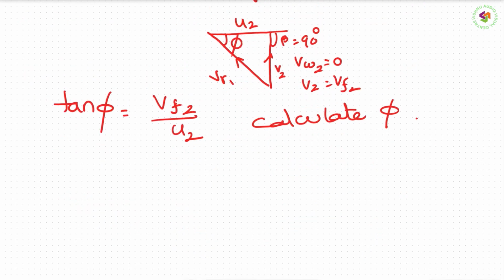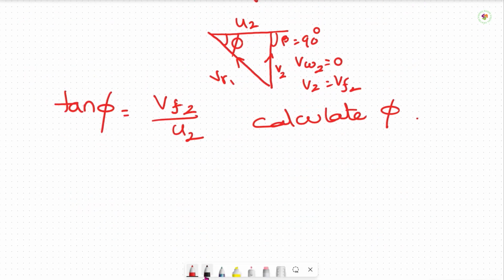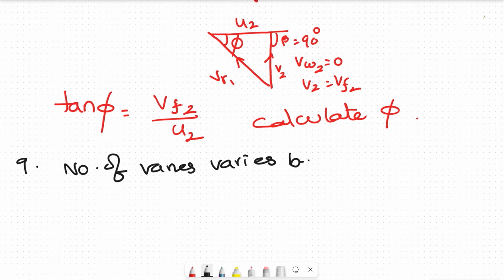But there are some parameters which we should also note. What are those parameters? Generally, the number of vanes varies between 16 to 24. This is the first thing.